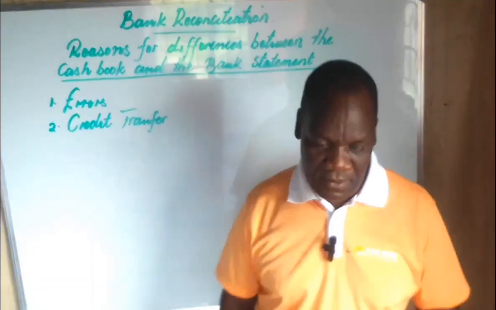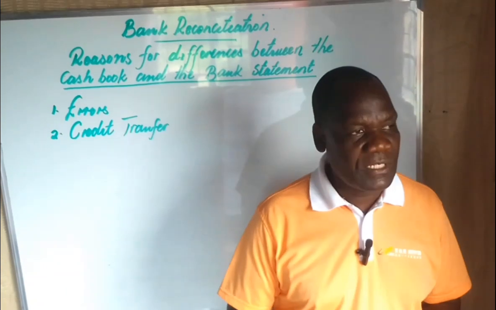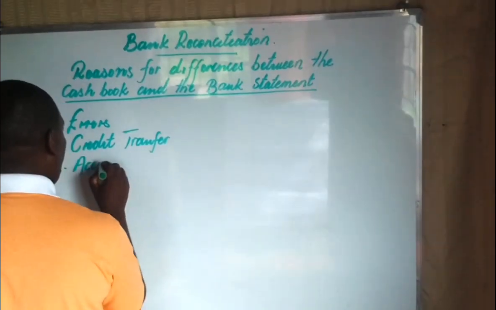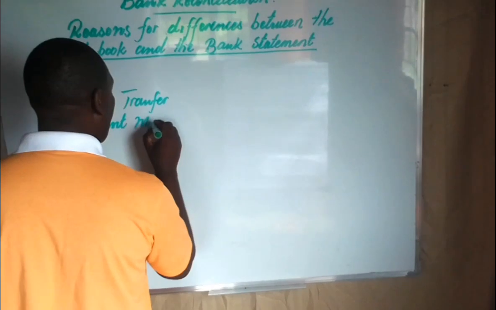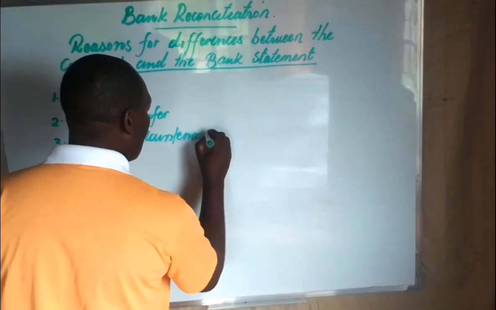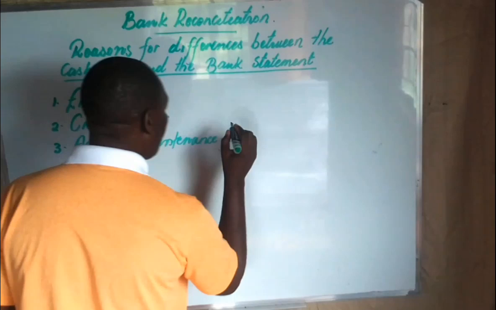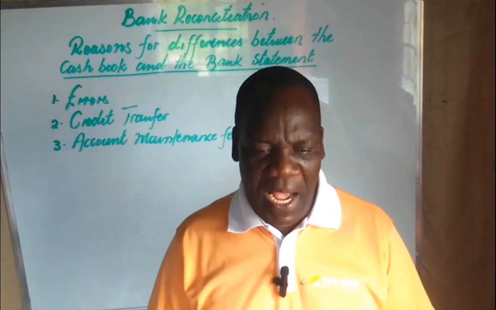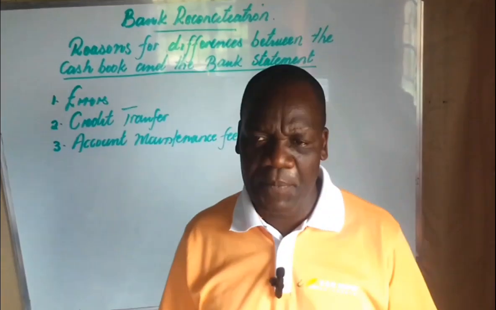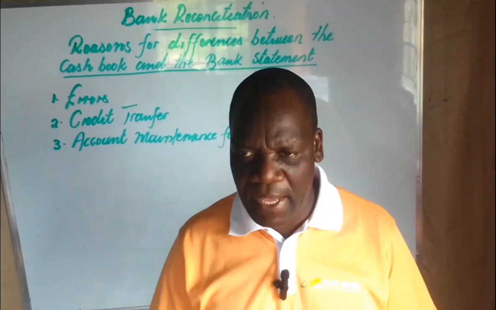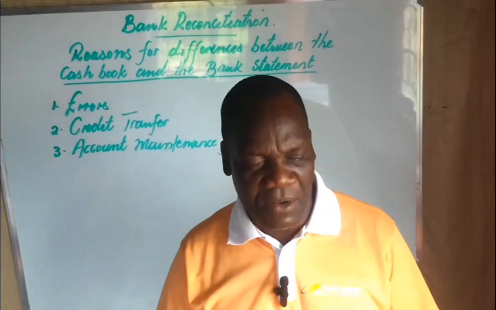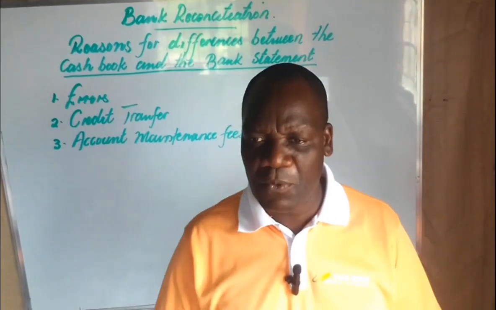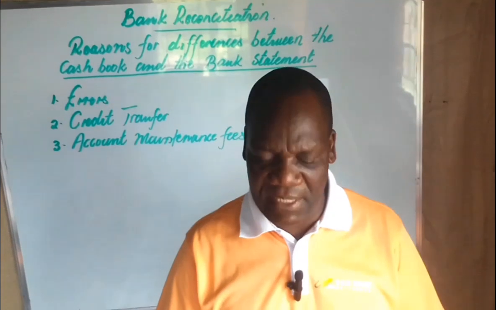The third difference will be account maintenance fees. Account maintenance fees are small charges that the bank will charge our accounts. So the bank will be able to deduct monies for maintaining the company account, your account with that bank. And yet, you, as the people responsible for the cash book, will not notice that a certain amount has been deducted from your bank account.